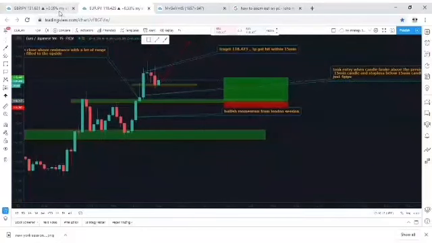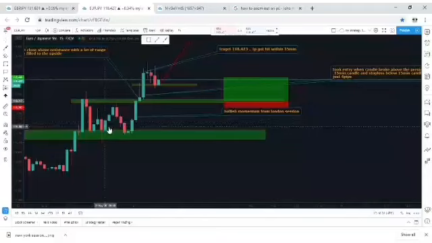Look at this candle. Red candle with no wick at the bottom. You see that the next candle was a buy. Look at this candle. Red candle with no wick at the top. You see that the next one was a sell.